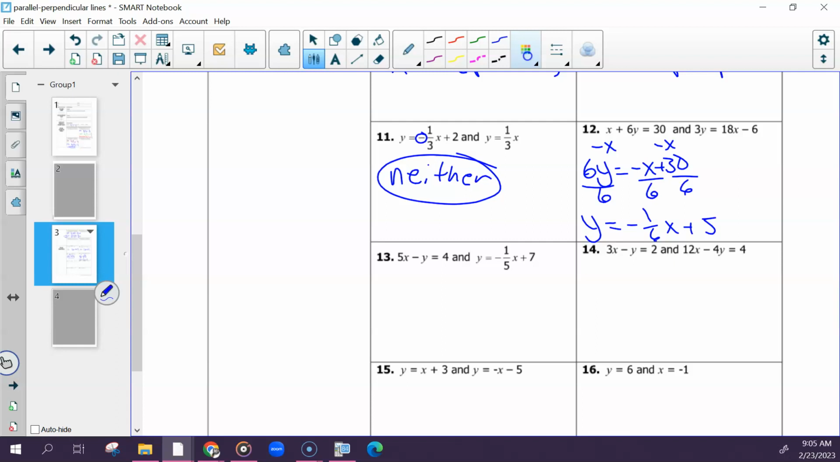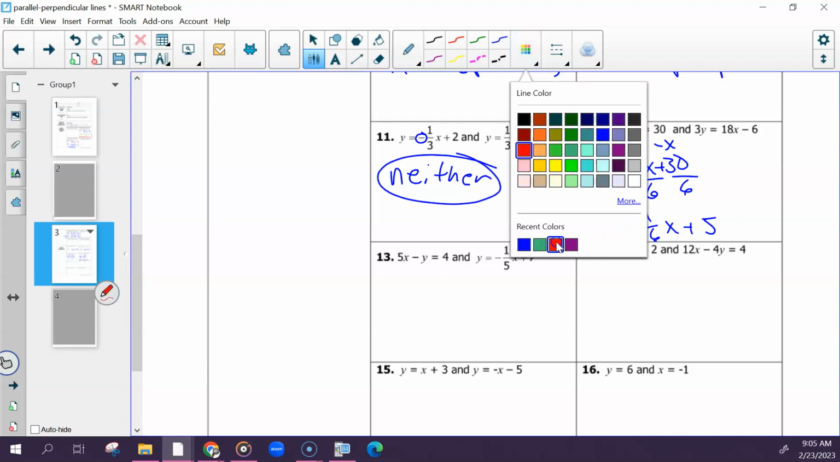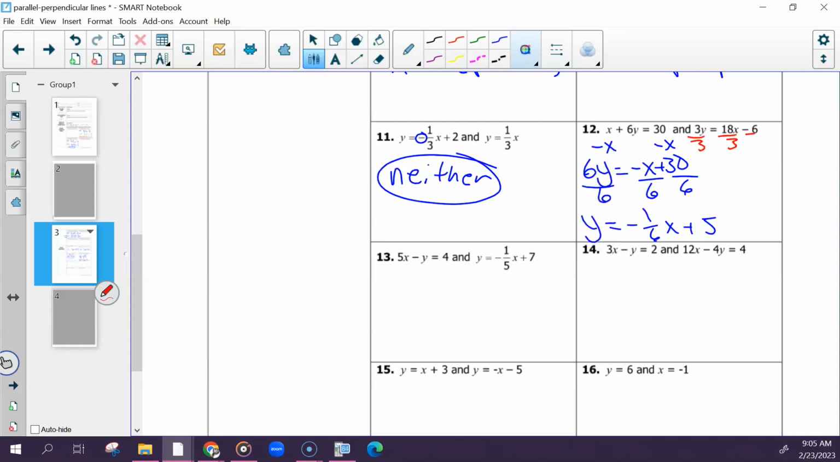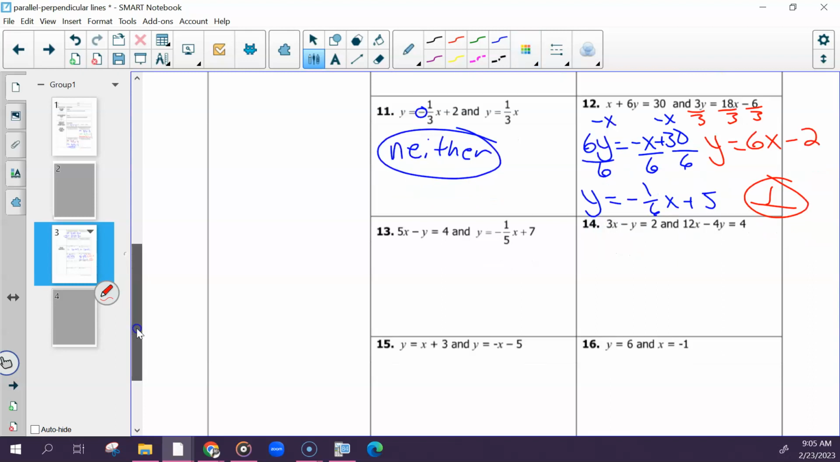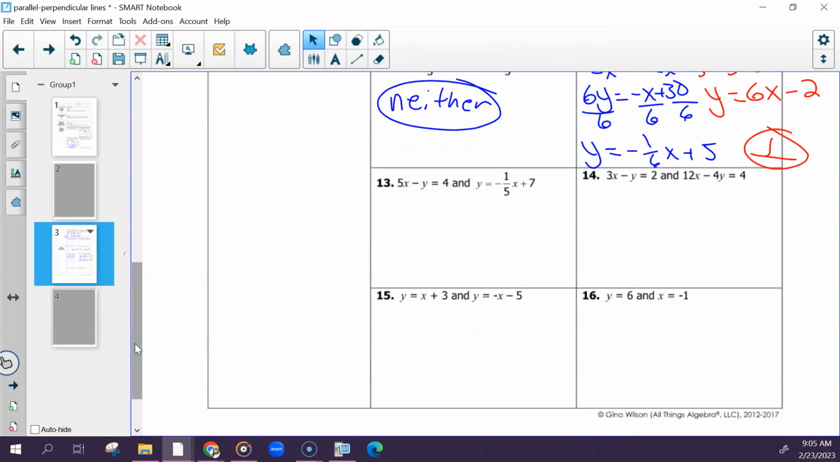Okay. Then solve the other one. This one is almost solved. We just have to divide everything by 3. What is that new equation? 6x minus 2. So here we have flipped slopes. One is negative, so these are perpendicular. Try number 14. I'll give you a minute to do that.